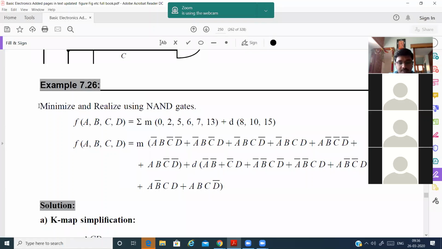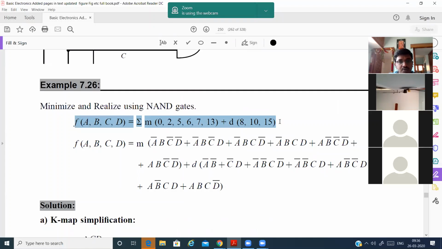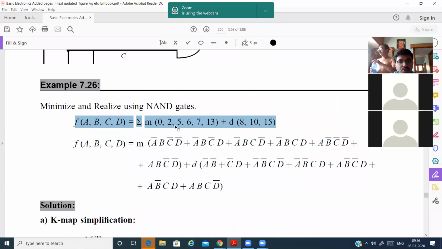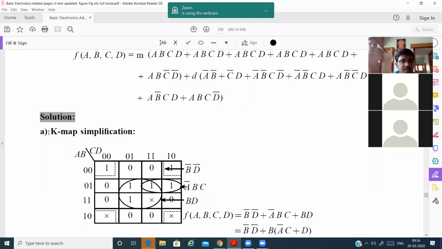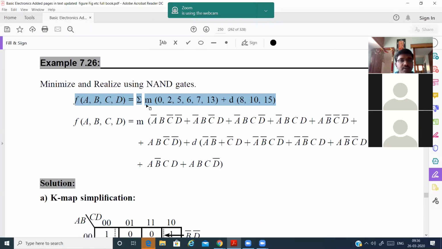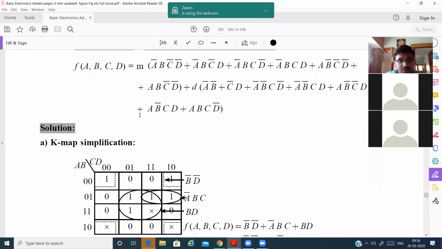They'll be asking like this: minimize and realize using NAND gates. They'll not give you any expression. They'll just give you PD equal to summation m of 0 2 5 6 7 13 plus d of 8 10 15. That is the K map case; if they're asking like this, then you have to go for K map simplification. K map means Karnaugh map.